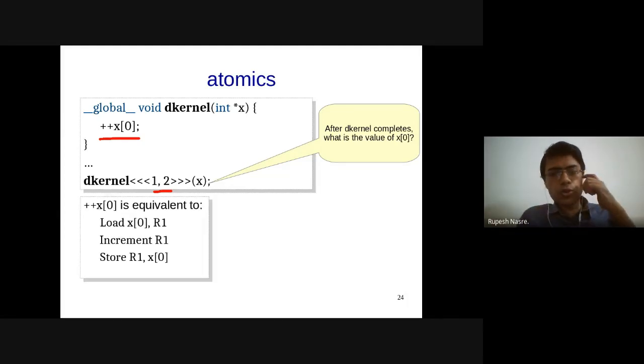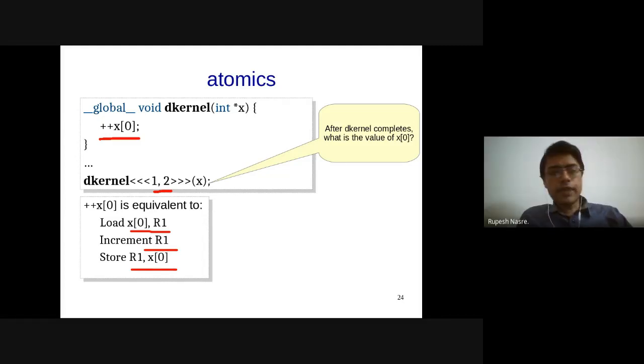I'm going to show you that by dividing this plus plus x of 0 into multiple instructions. This we have also discussed earlier, but this is for completeness' sake. Plus plus x of 0 is equivalent to loading the value of x of 0 into some register or a temporary, incrementing that register, and then storing that R1 back into x of 0. Typically, x of 0 will not get directly incremented at the assembly level. It needs to be loaded into a register, the register value incremented, and then stored back.